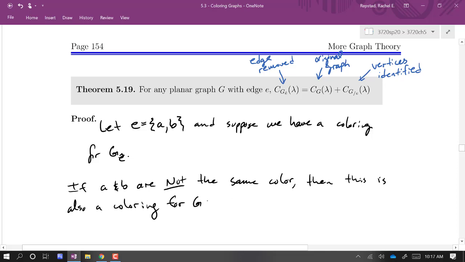And vice versa. If I have a coloring for G, that coloring for G will also be a coloring for G sub E hat. If I have a coloring for G, that means that it's fine if those vertices are connected. So if they're not connected, it's still going to be a coloring.